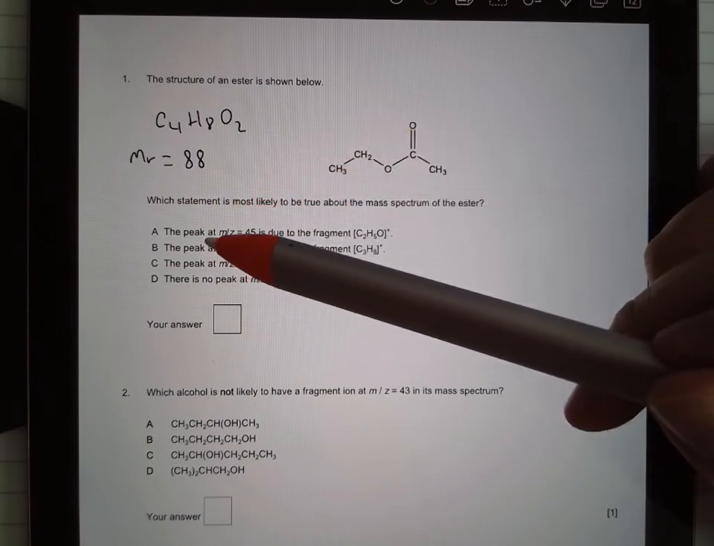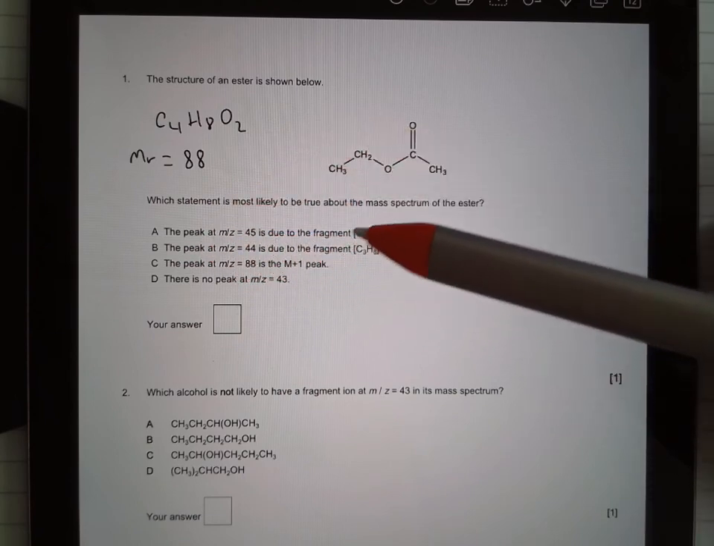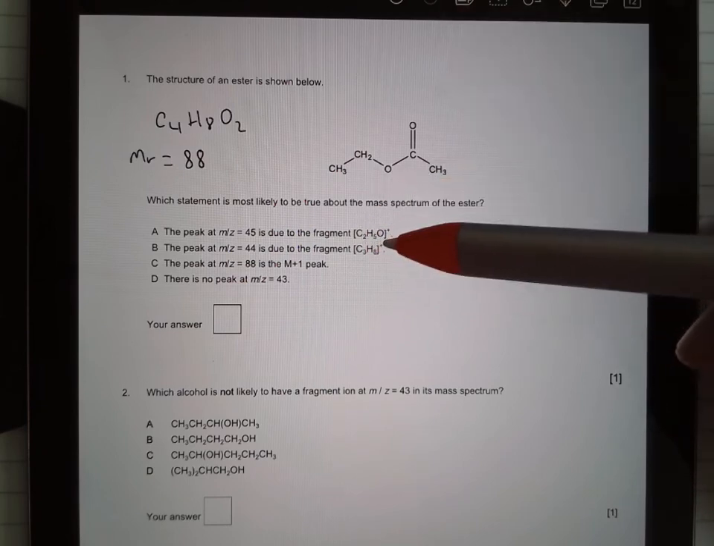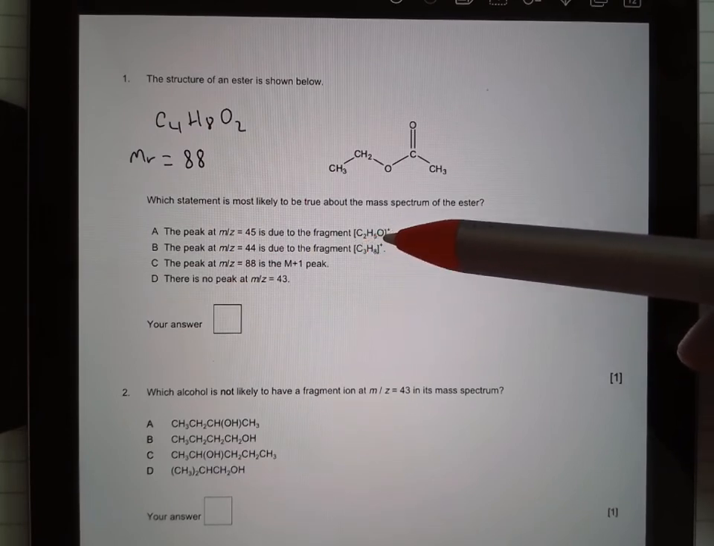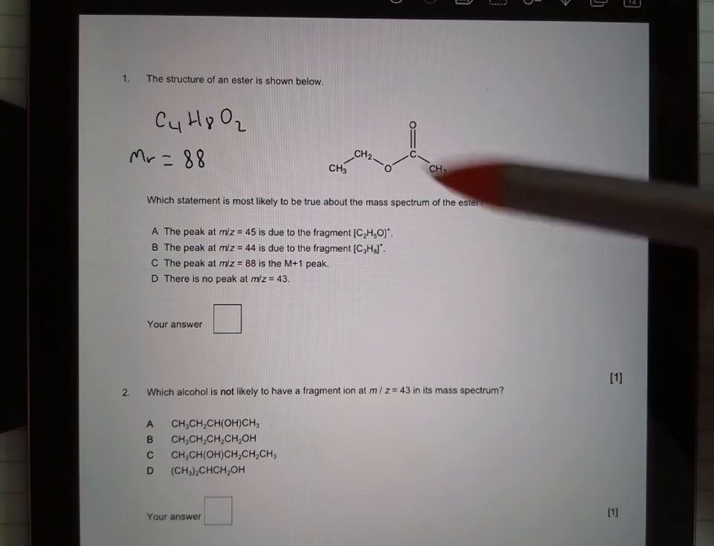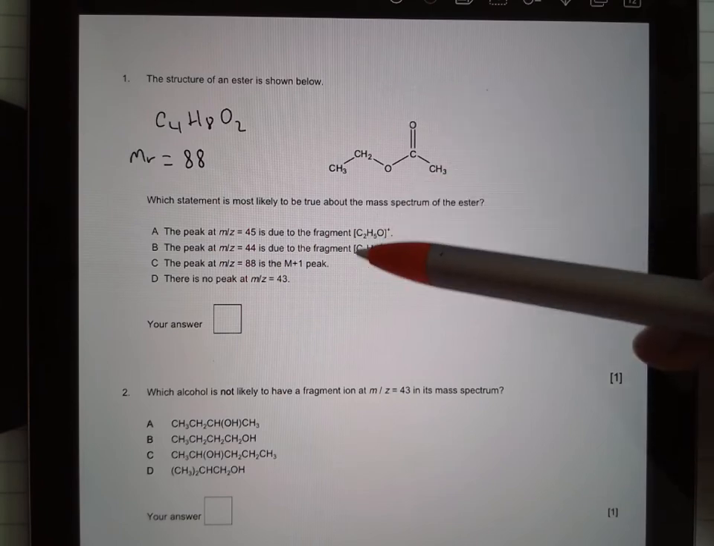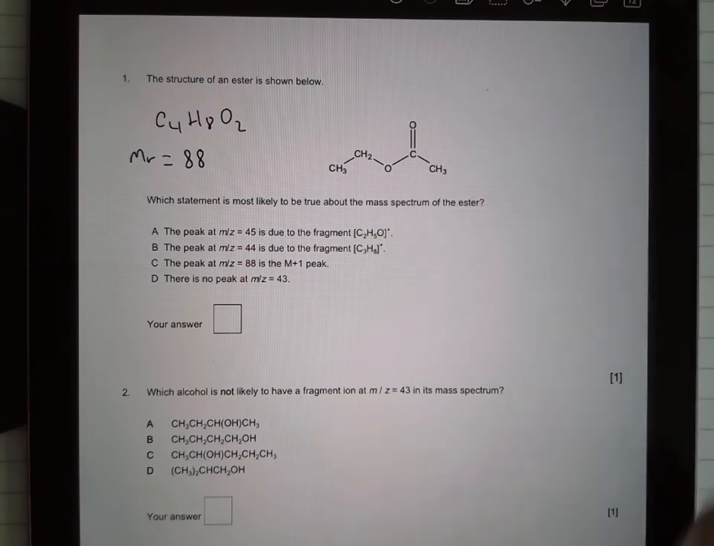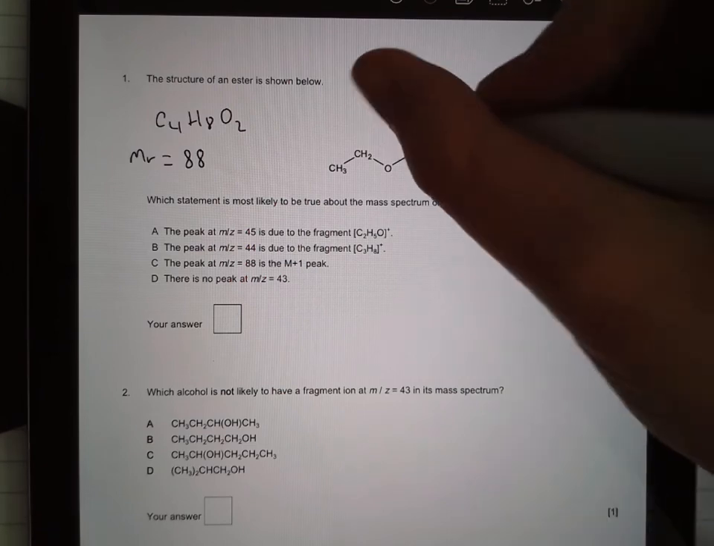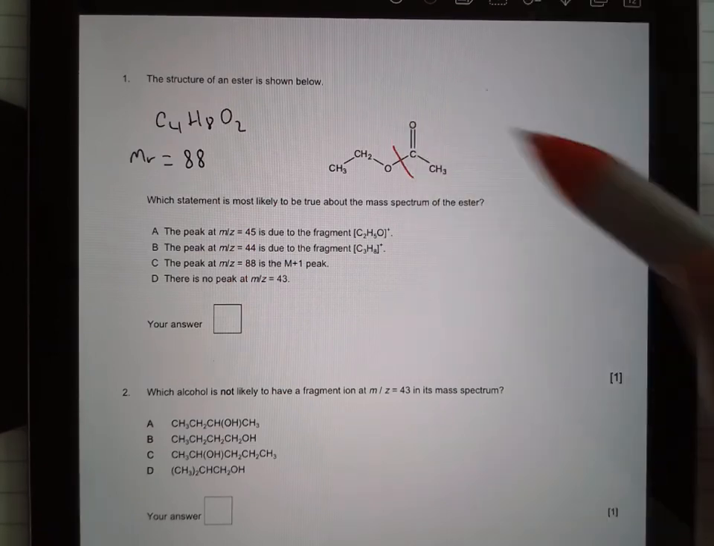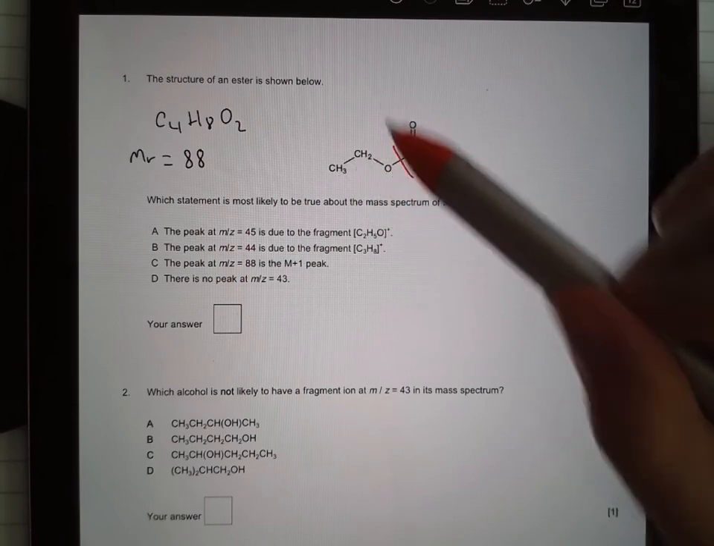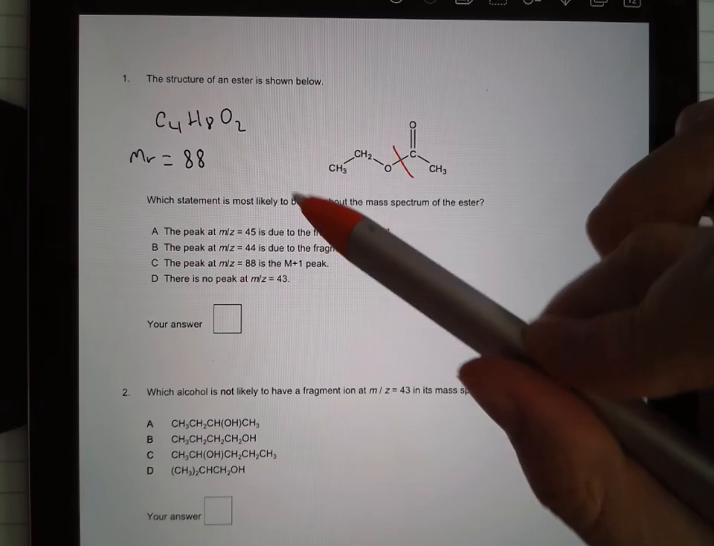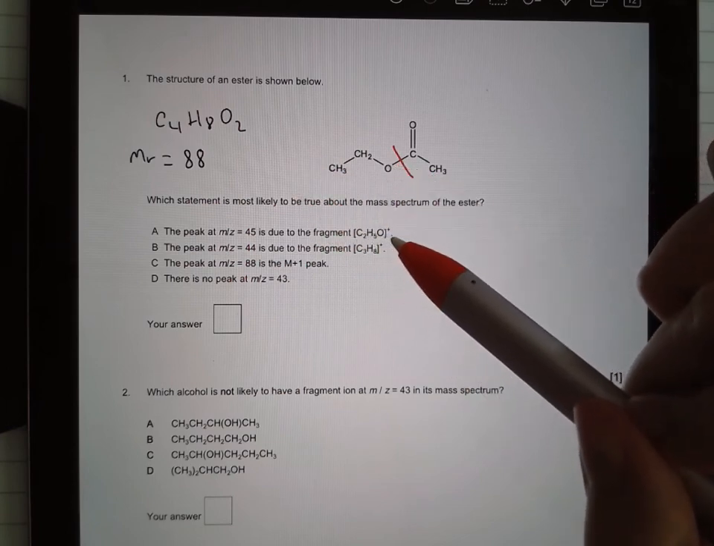If we look at the first statement, the peak at m/z 45 is due to this fragment. They've given me a fragment, so the first thing I want to do is see if it's possible to get it. I've got 2 carbons, 5 hydrogens and 1 oxygen. Can I break this molecule apart and end up with this fragment? If I break this bond right here, I'm left with 2 carbons, 5 hydrogens and 1 oxygen. So I can break this molecule apart and be left with a fragment C2H5O.